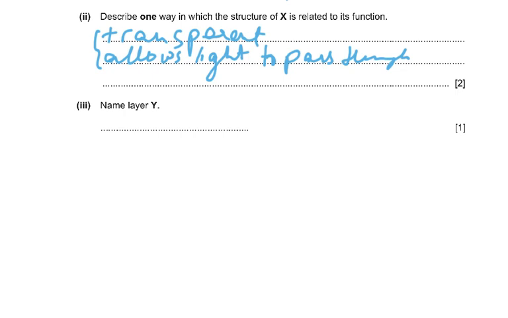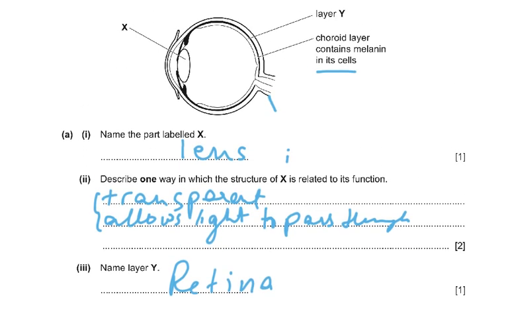Then it says name layer Y, and that layer Y is the retina. Could be nothing else, because as you can see here, the Y is the innermost layer, and in this innermost layer you see the fovea is here. So this is the fovea here, which was a little dip that you saw here. That is the fovea, the dip here. So name layer Y: retina.